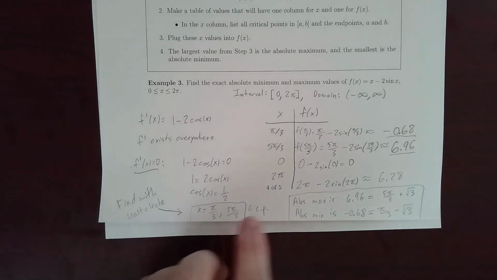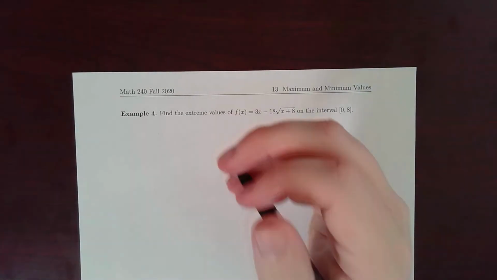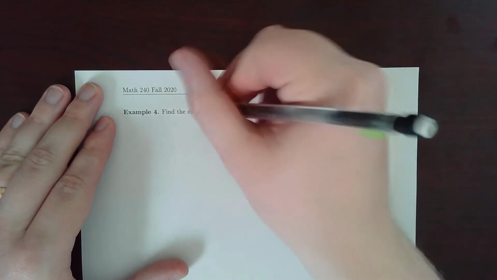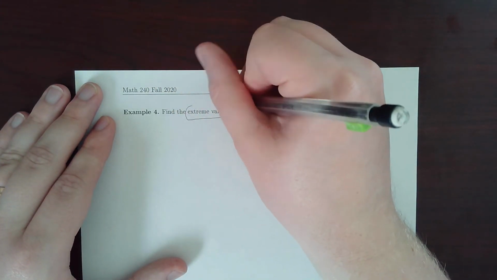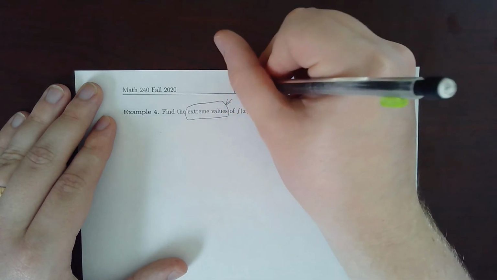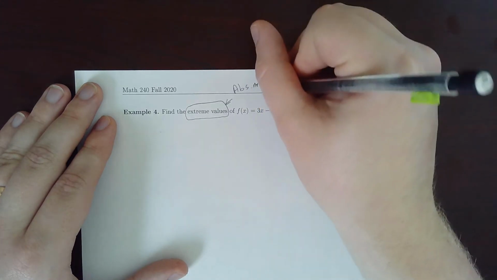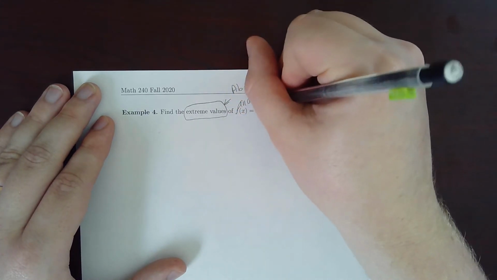We'll go through one more example. So say we want to go ahead and find the extreme values of this function on the interval 0 to 8. So when we're looking at extreme values, this is just basically another way to say absolute min and absolute max.